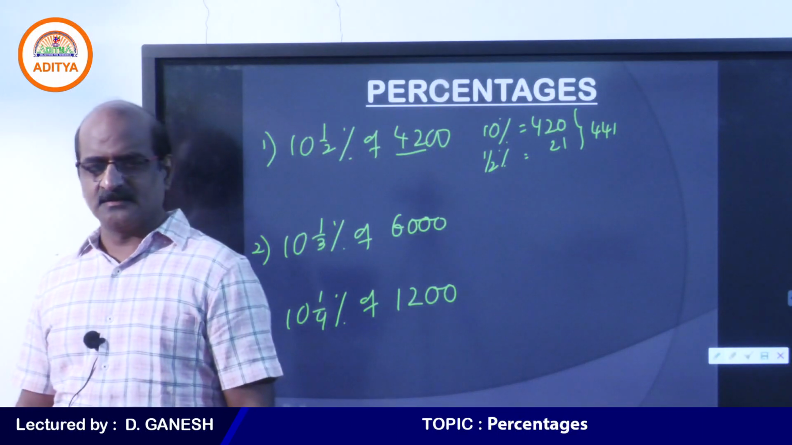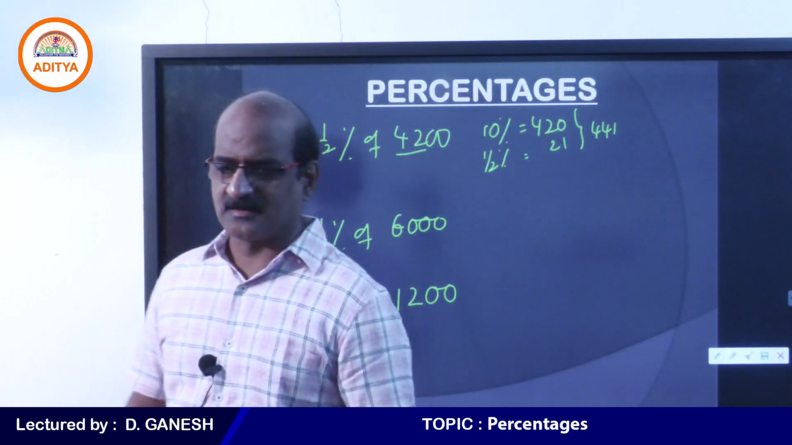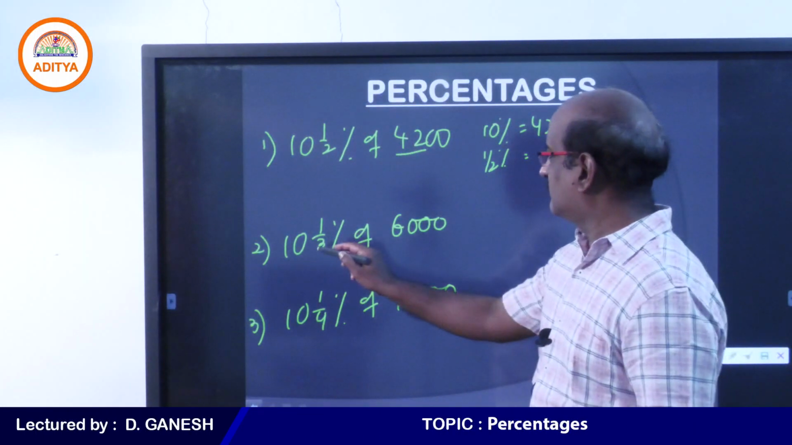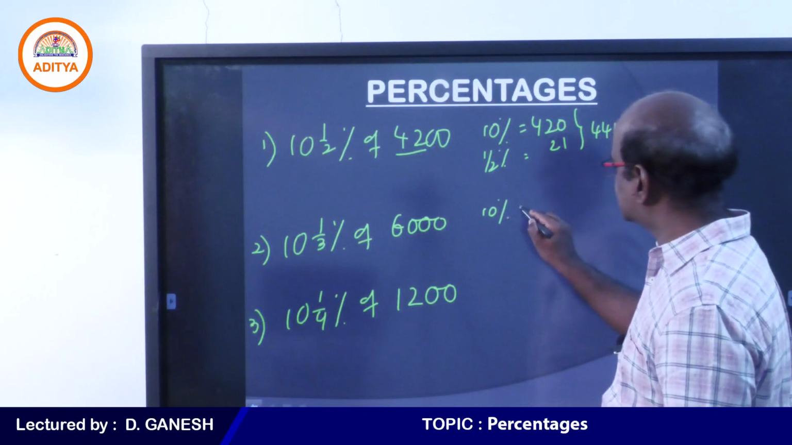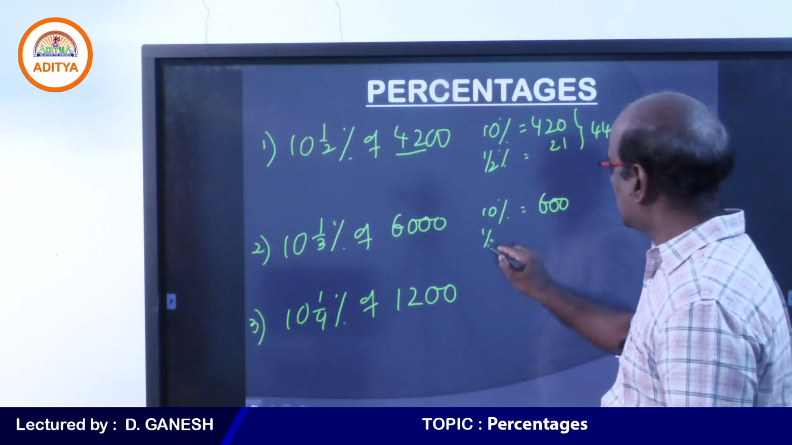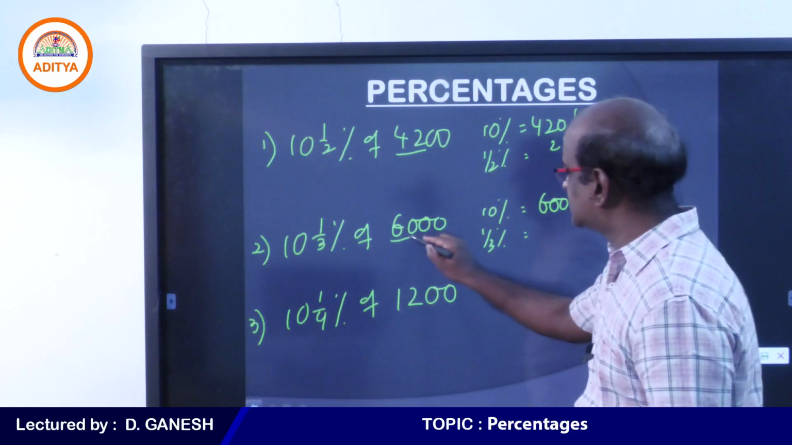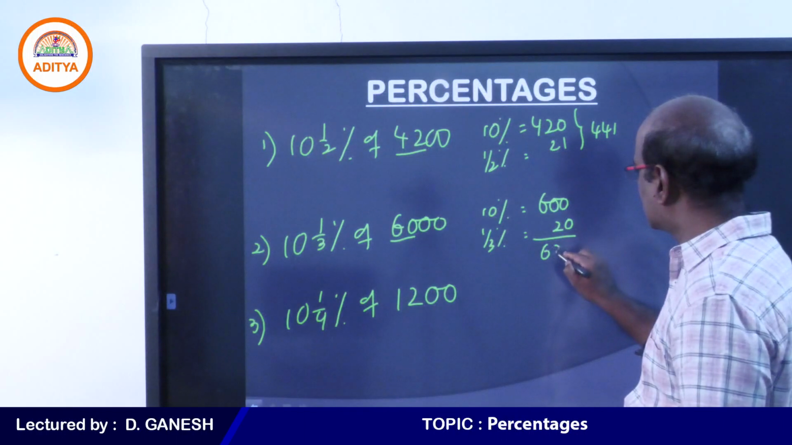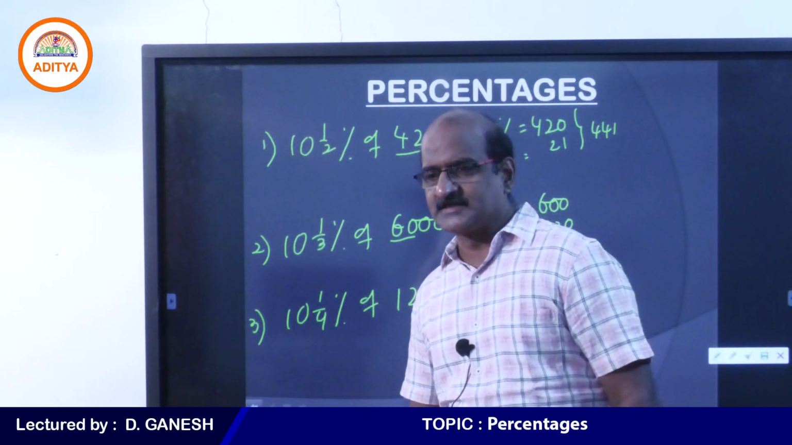The screen is visible, but I understand we have some difficulty. Right students, now please look at question number 2. 10 1/3%. 10% of 6,000 is 600, and I have to add 1/3% to this, because 1% is 60, and 1/3% is 20. Therefore your answer is 620.